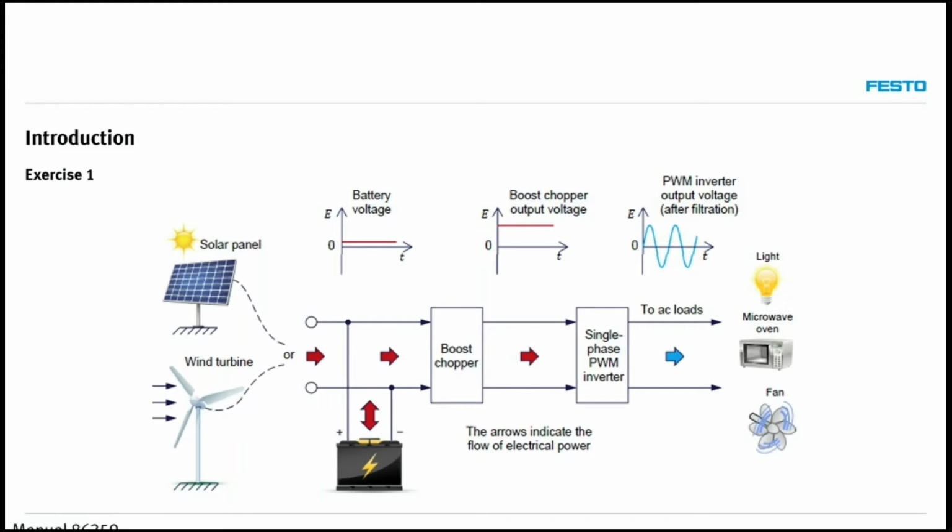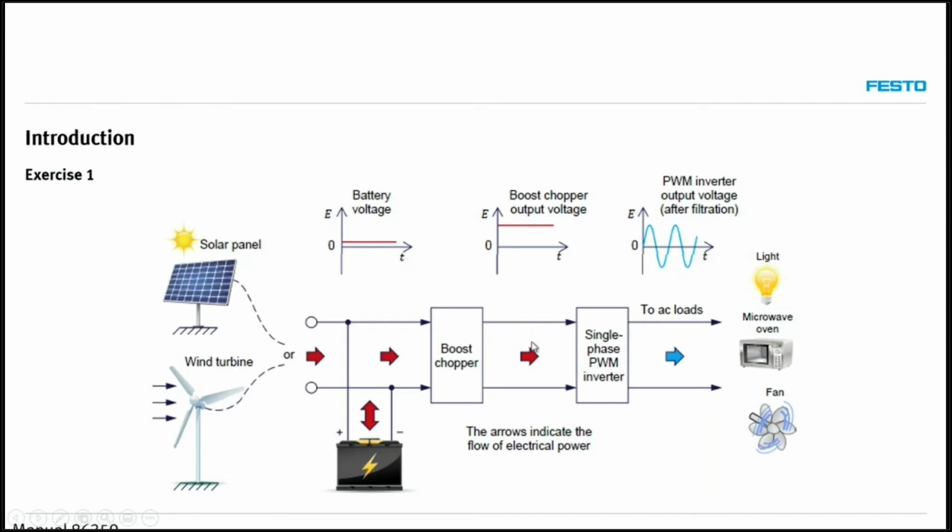Of course, our battery here will be at a much lower voltage than 220 volt if you're in Europe, or 120 volt if you're here in North America. The battery typically will be at 48 volts. So you need to boost that up to 120 volt or 240, depending on where you are in the world. This is the goal of the boost chopper.